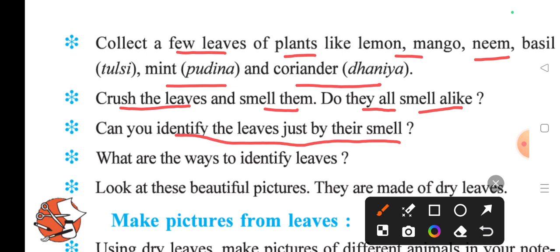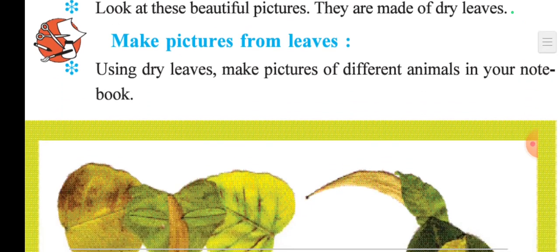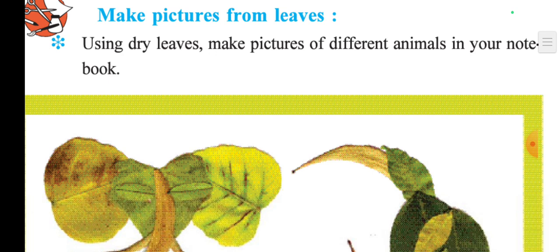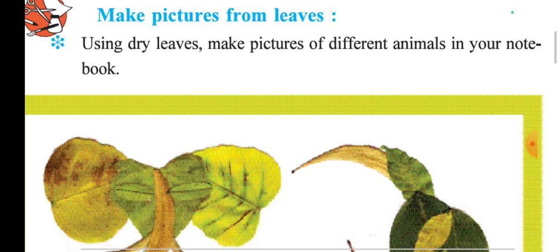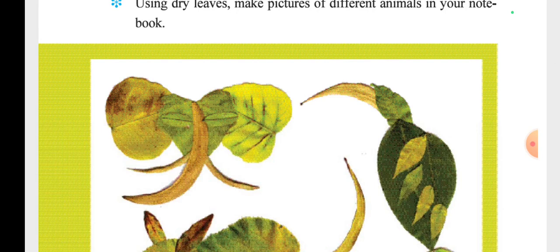What are the ways to identify leaves? Yes, children, there are different ways to identify leaves: by their shape, then size, then structure, by the smell. Sometimes we can identify it, okay. Look at this beautiful picture. They are made of dry leaves. Make pictures from leaves. Using dry leaves, make pictures of different animals in your notebooks. Yes, children. For this, you need dry leaves and make such type of pictures.